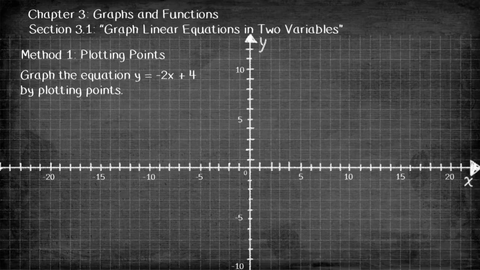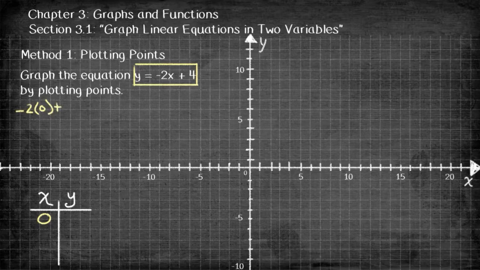So I'm going to set up a chart here, and I'm just going to pick values for x. Now, I'm going to pick values of x that are going to make my life easier. So one super easy number to pick for x is 0. So let's plug 0 into the equation. All right, so y is 4.